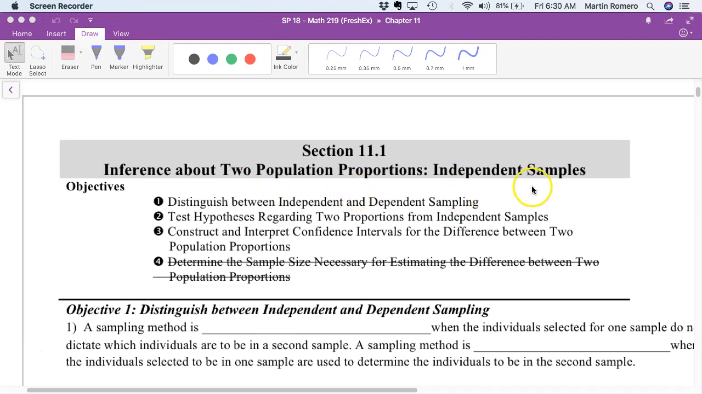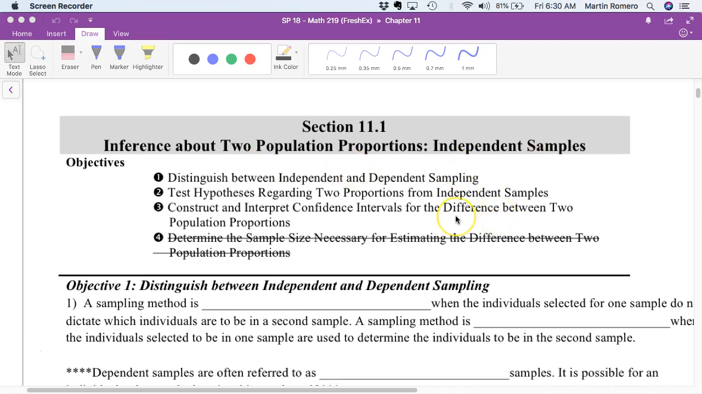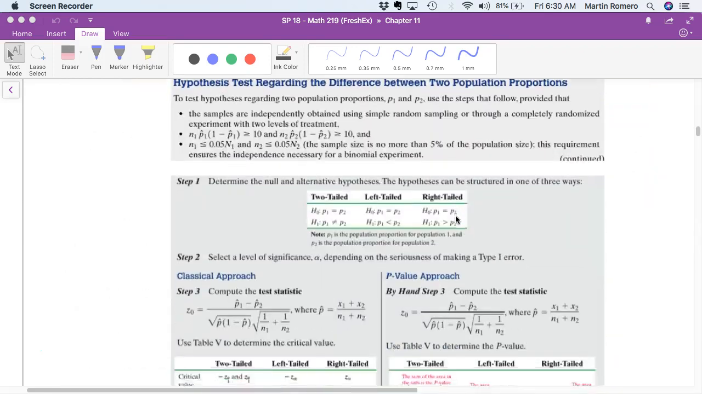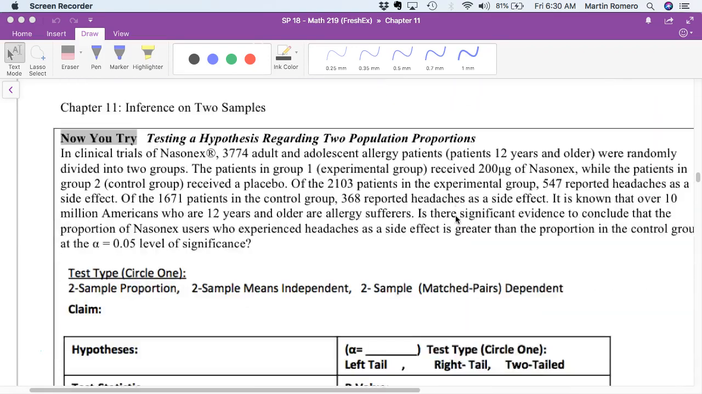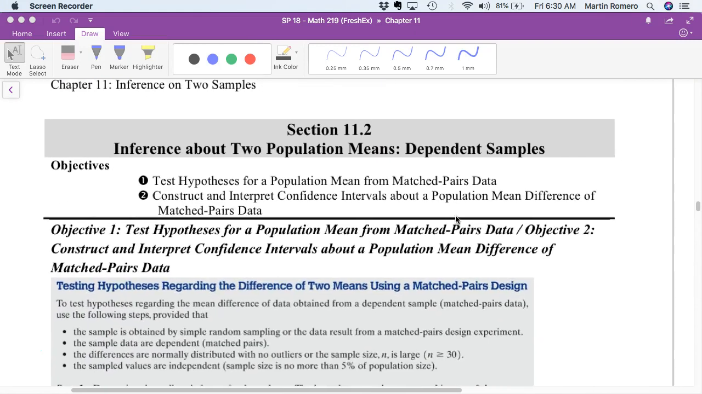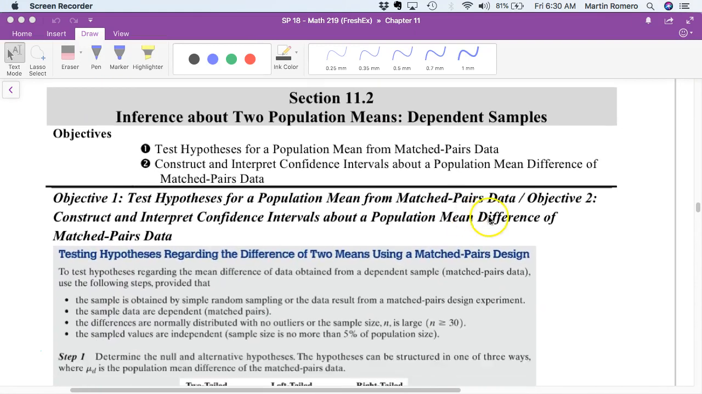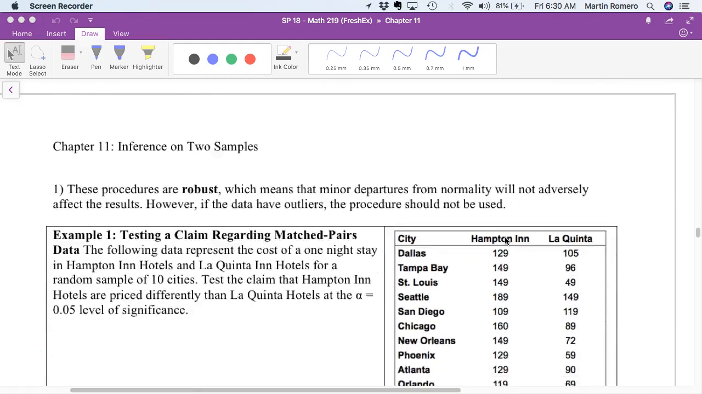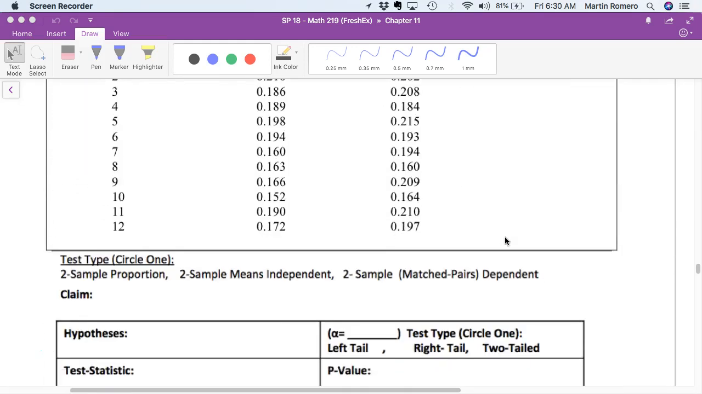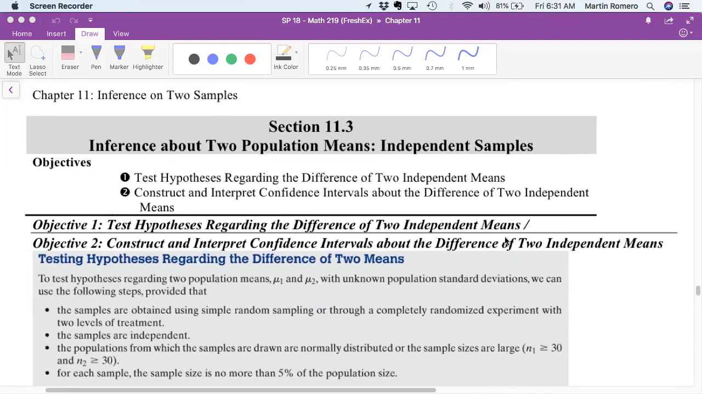The first type is called independent sampling. Independent samples, we're going to compare the proportions of two groups against each other. I'll show you an example. 11.2 is when we compare the mean values between two dependent samples, and that's usually referred to as matched pair data. And then 11.3 is going to be comparing the population means between independent samples, samples that are not related to each other.